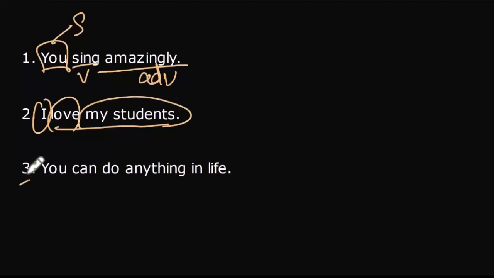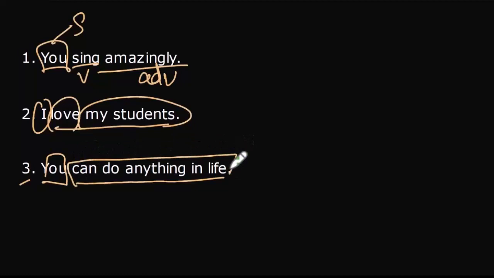Third example, you can do anything in life. And yes, you can. You can do anything you want in life. So this is also a simple sentence. You is my subject. Can do anything in life is the predicate. Just one independent clause without having further clause in it, right? You is the subject. Can do anything in life is the predicate of this simple sentence. Where can is the modal verb, do is the main verb. So can do is the verb phrase. Anything in life is the object of the verb do. You can do what? Anything in life.